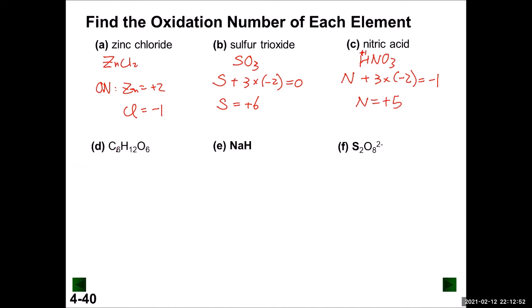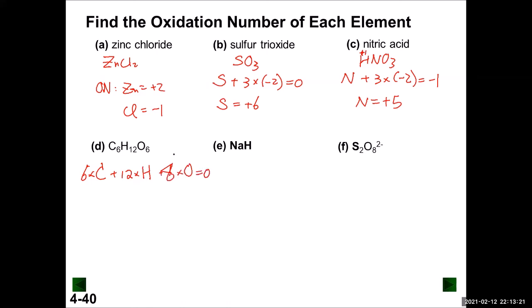Next, this is a formula for glucose and a series of some other simple sugars. And so this is a neutral molecule. And then we have 6 carbons. We can write down the formula. The sum of the ON numbers should equal 0. So 6 times carbon plus 12 hydrogens plus 6 oxygen atoms should equal 0.